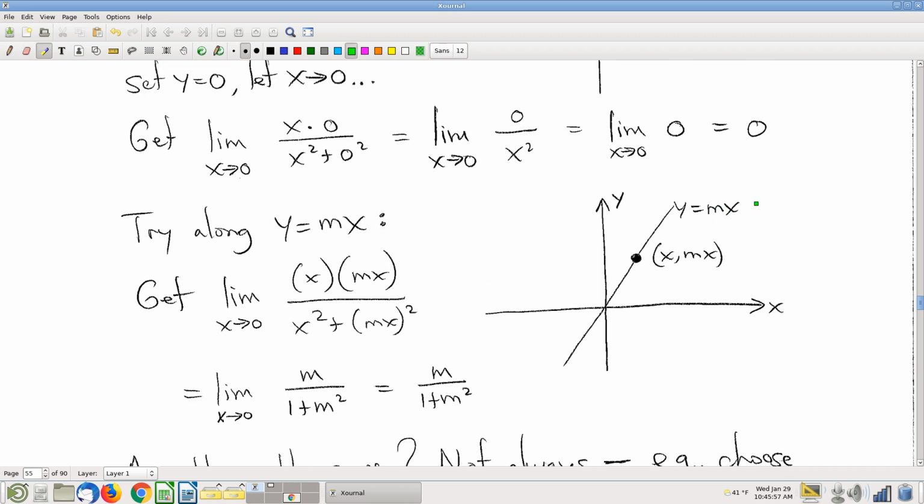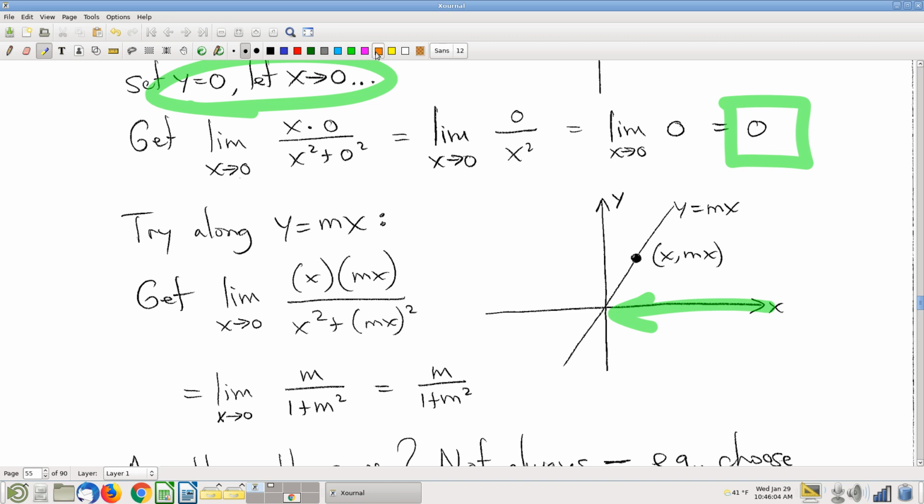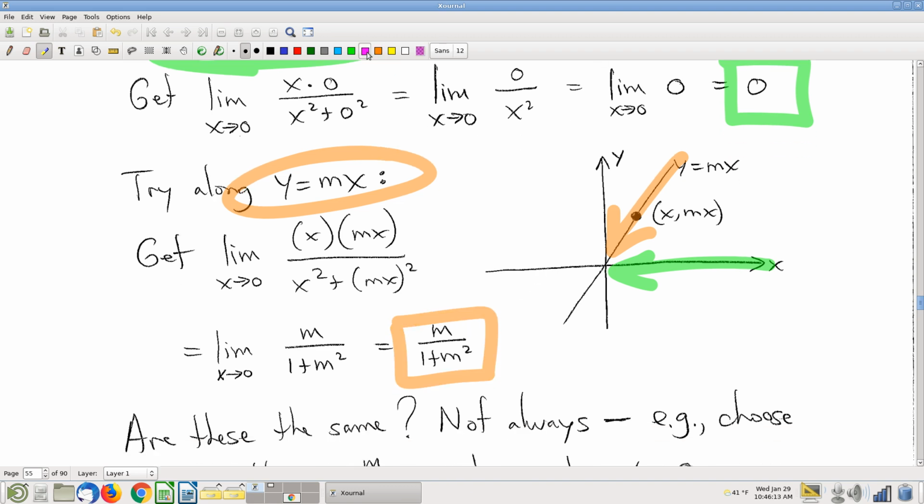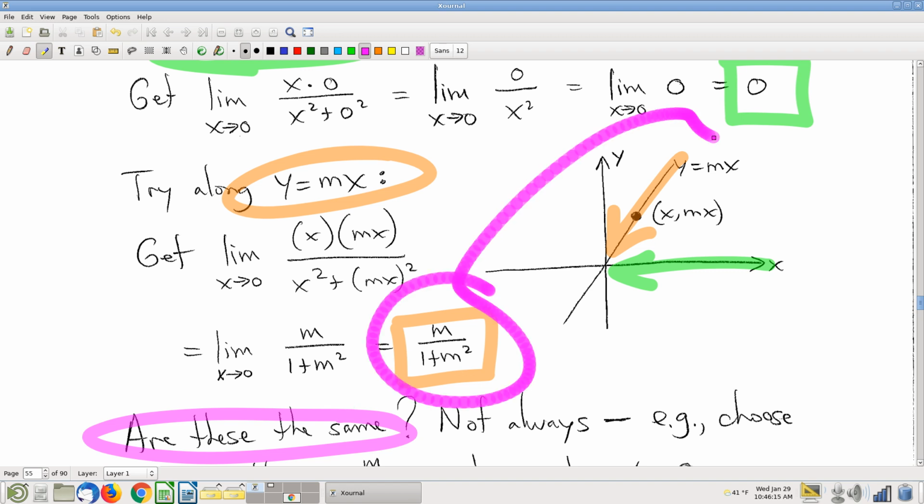So, did I get the same thing? Along this curve, I got 0. And then along this curve, I got that. So let's ask the question, are these the same? They would have to be the same if I were going to claim that this limit exists. Are they the same? Nope. Right? Perfectly clear. They're not the same. I got clearly 2 different values. I mean, if you want to just go ahead and be more explicit about it, plug in m equals 1.